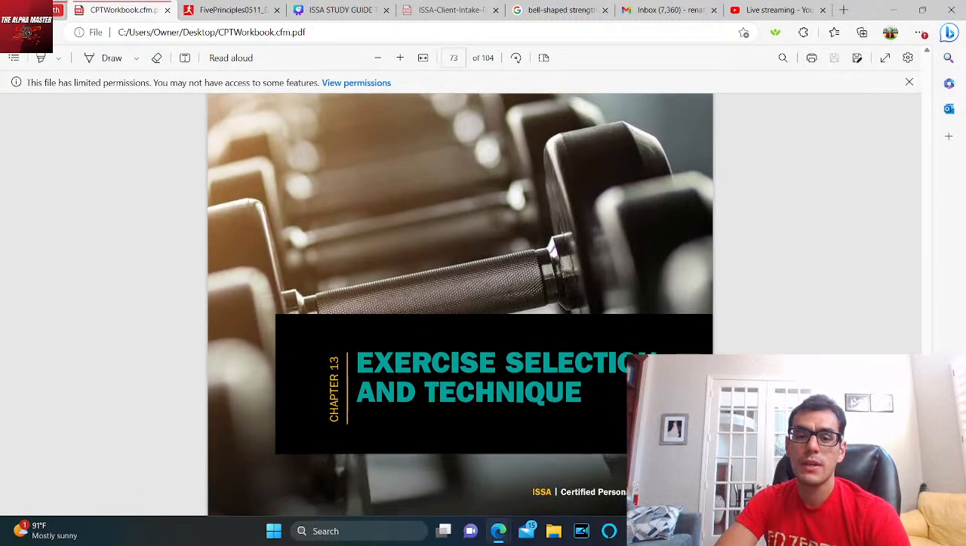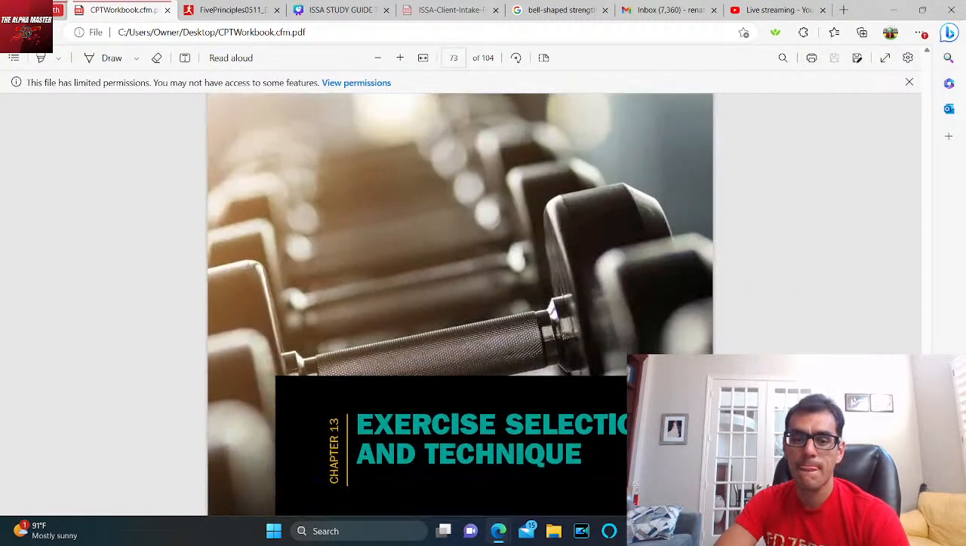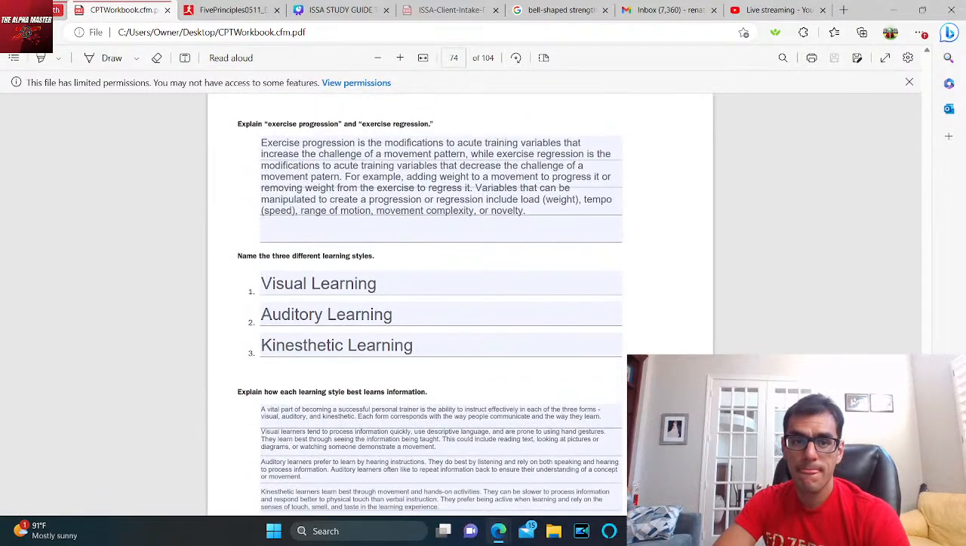It's going to be a drop set. Exercise selection and technique is going to be chapter 13.